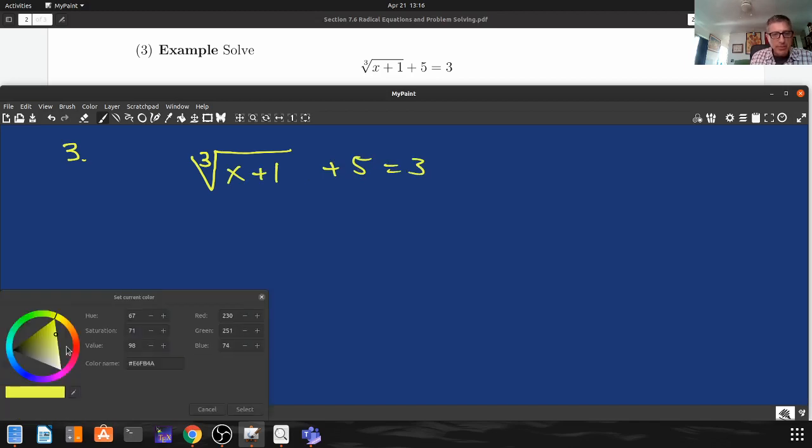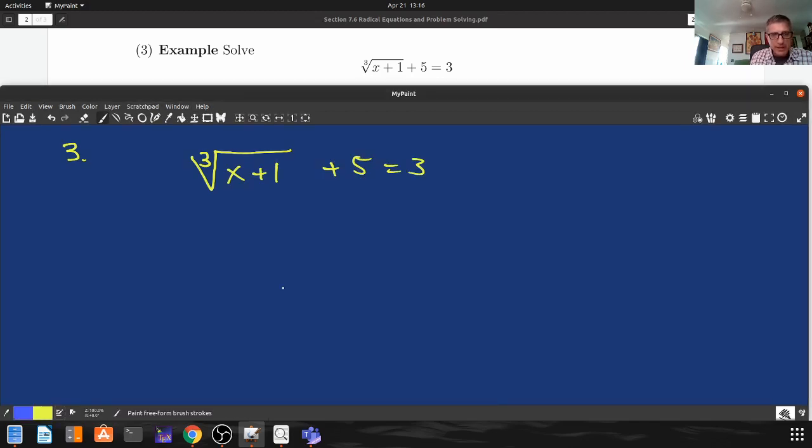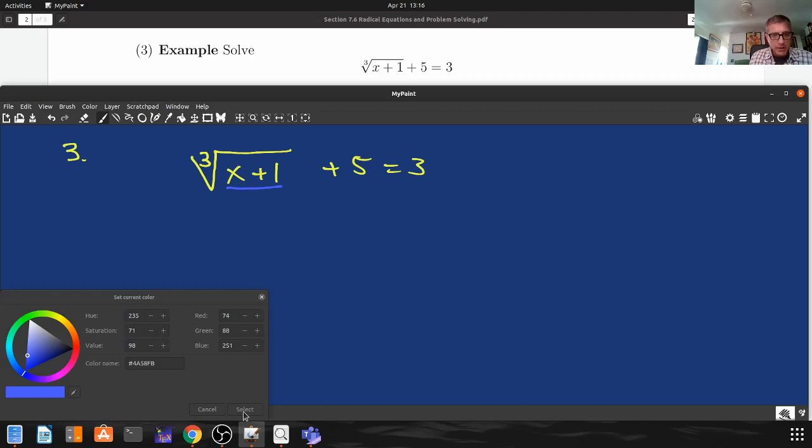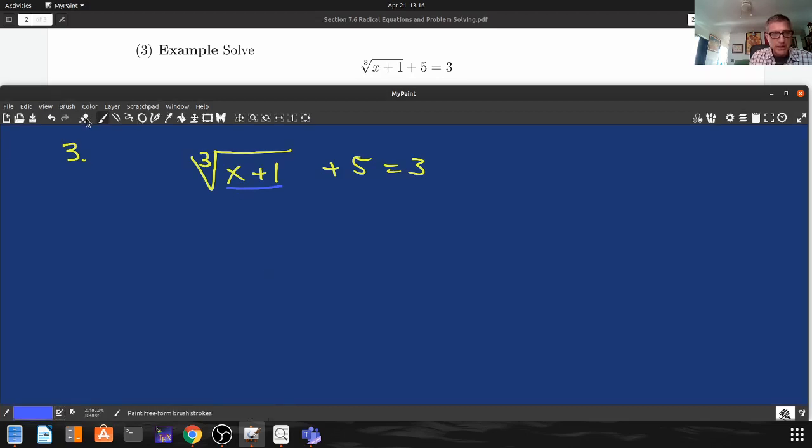Now here's the important thing. Since my index is odd, the number underneath the radical, there's no restrictions on it. It can be negative or positive. So that means we're going to have to do a check. That's what it means. So let's definitely do a check.